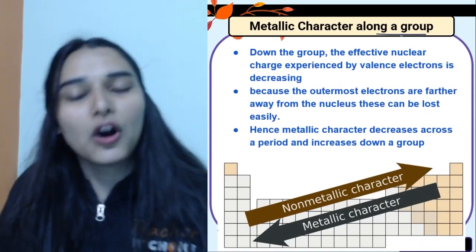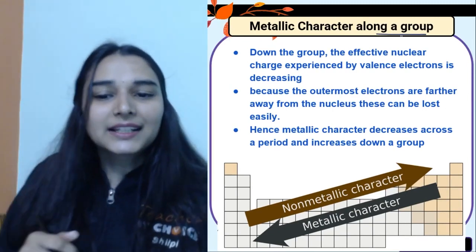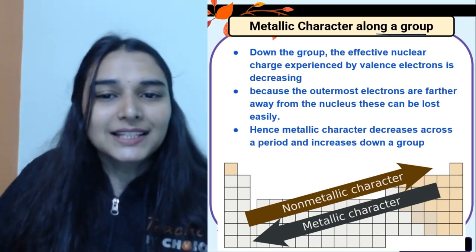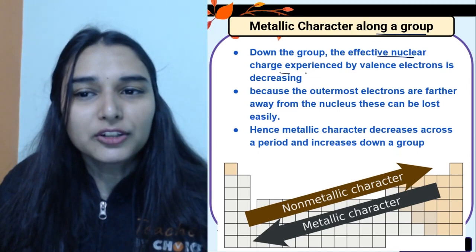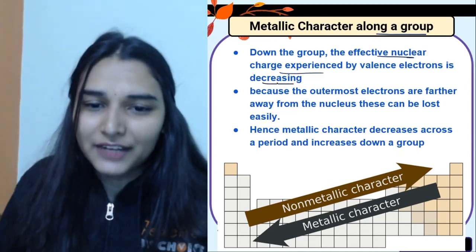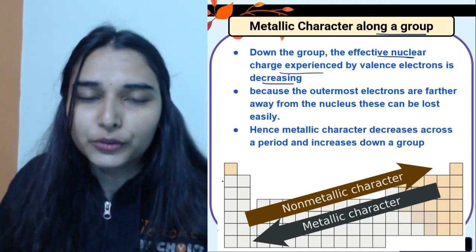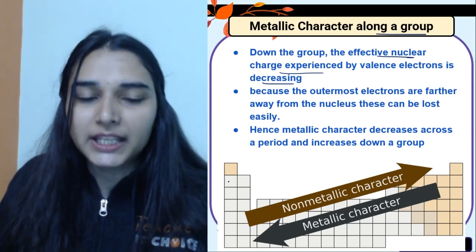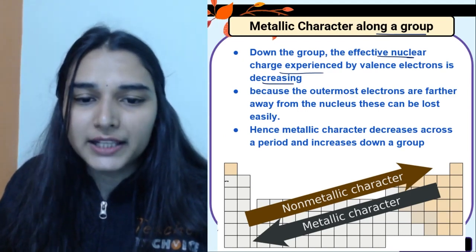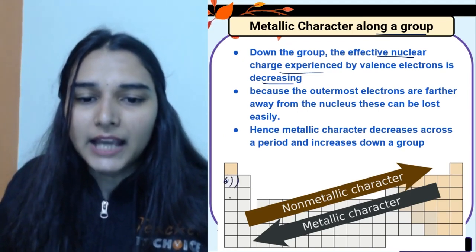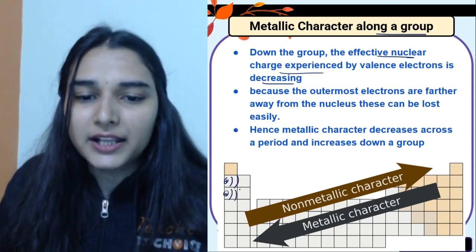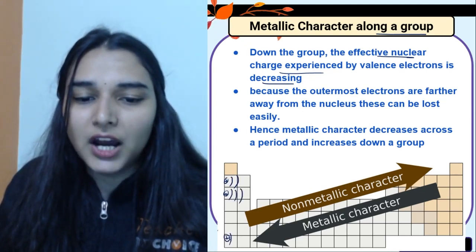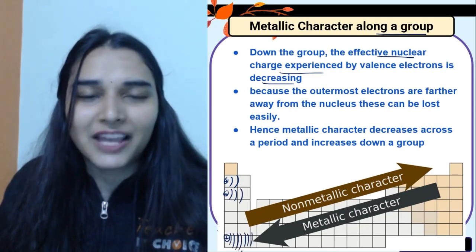What happens along a group? Metallic character along a group क्या होता है? Down the group effective nuclear charge is decreasing, है ना. We have seen what is the case down a group, the number of shells. यहाँ पर second period elements are having 2 shells, है ना, and यहाँ पर they are having 3 shells. Then the 7th period elements 1 2 3 4 5 6 7 shells.